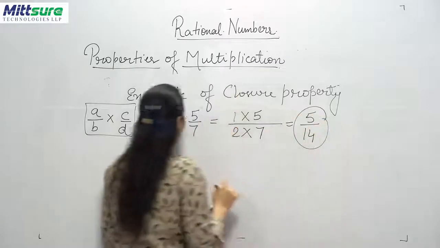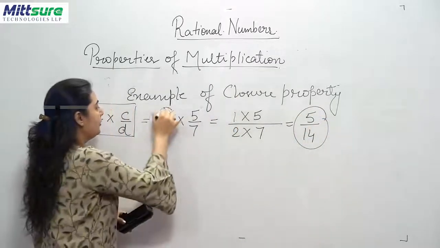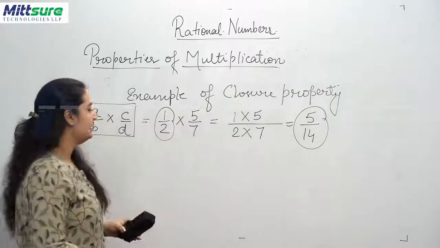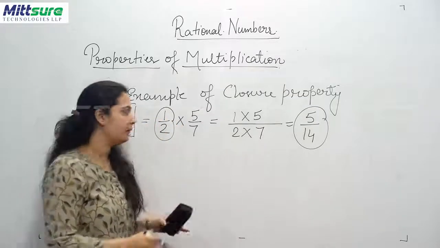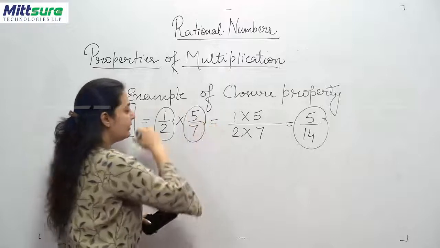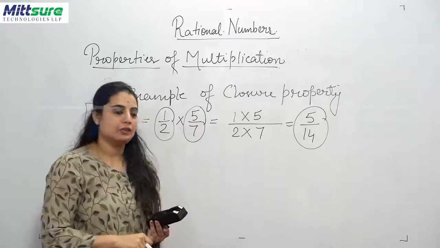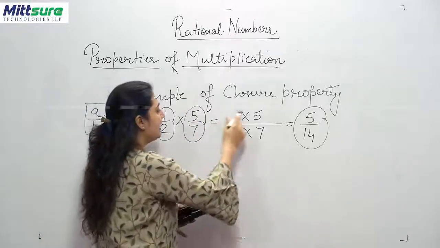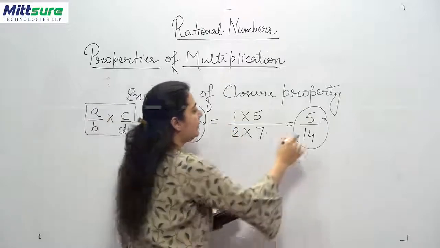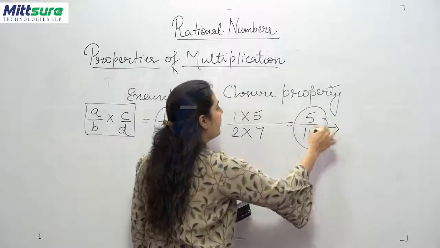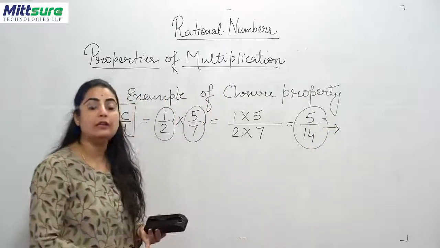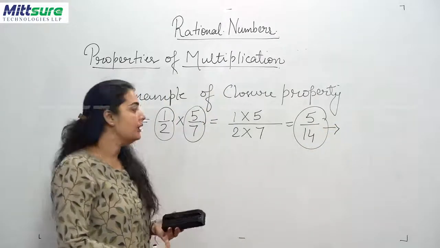So see, when we say 1 upon 2, it's a rational number. Yes, it is a positive rational number. When we say 5 upon 7, certainly it is also a rational number. Then when these both have been multiplied, we get the product as 5 upon 14, which is also a rational number.